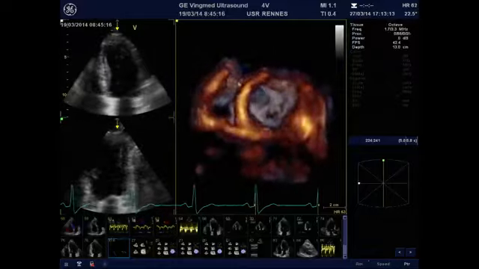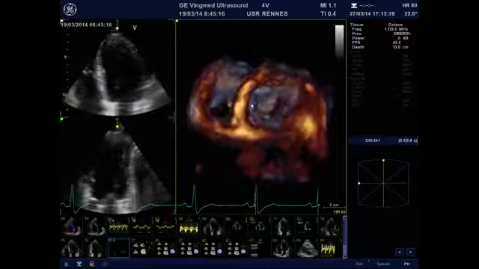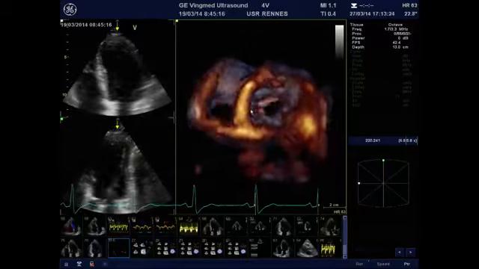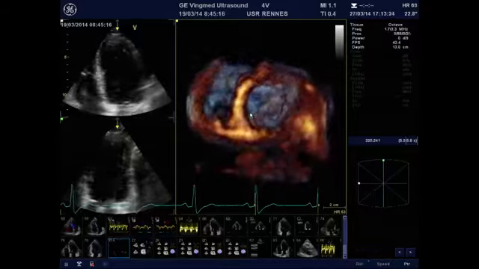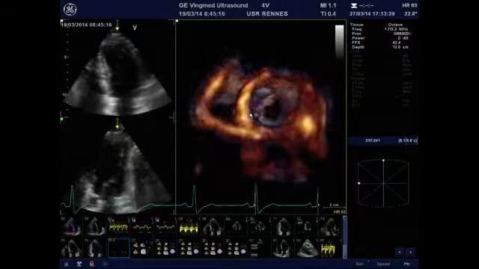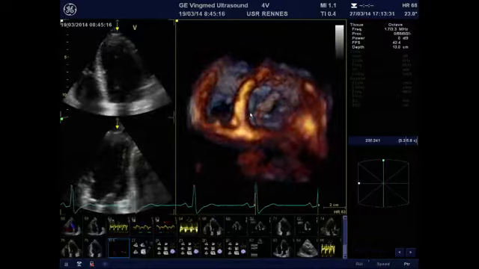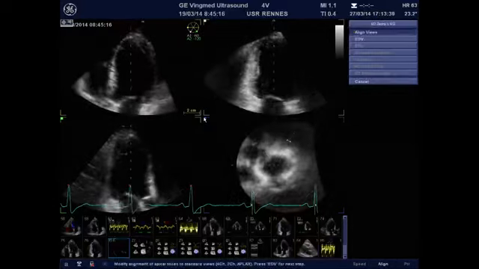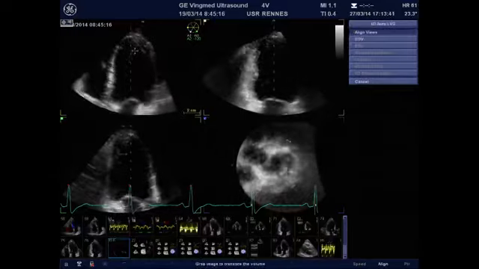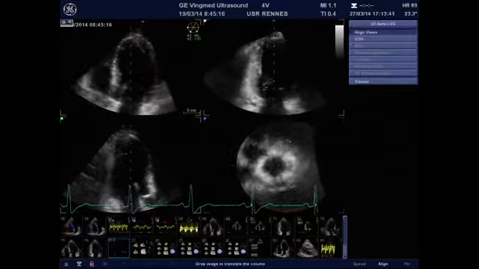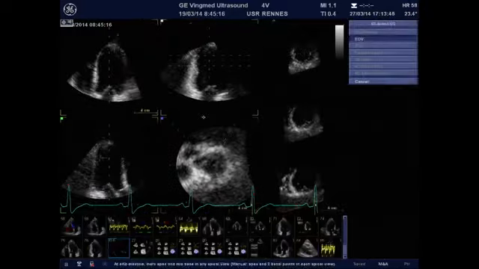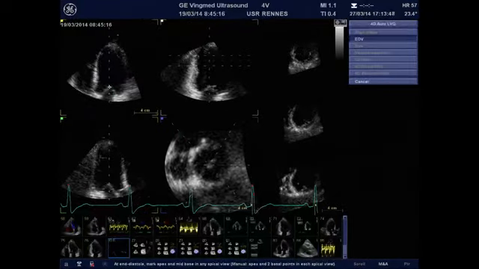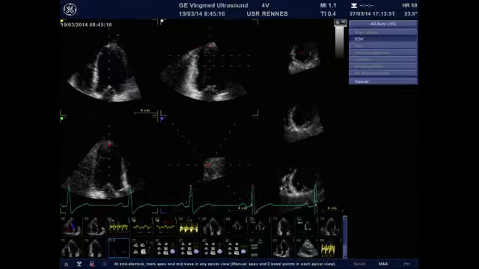And we will use this volume to measure the LV ejection fraction, the LV volumes, and all the parameters that we have to measure in the assessment of a patient with a LV dysfunction. So I will just show you how to get the LV volumes and the LV ejection fraction. So we make sure that we have here the long axis, which is quite okay, and we will measure the LV end diastolic volume.